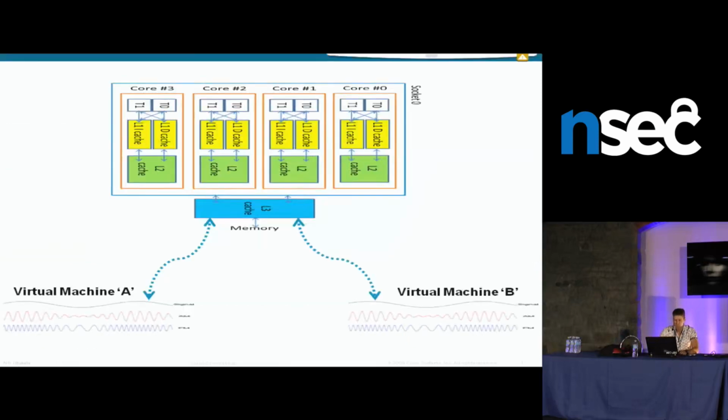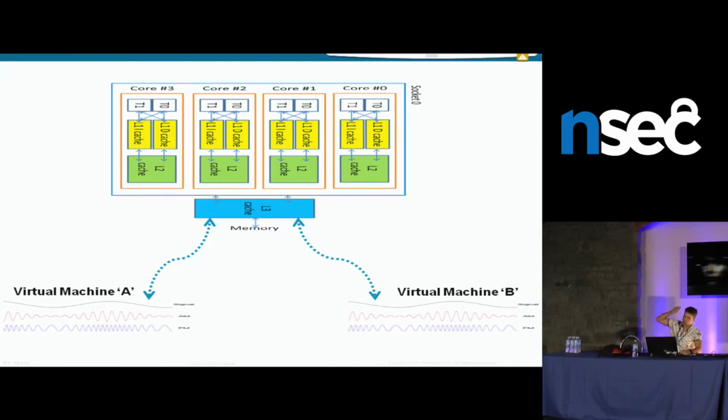All right, so in a nutshell, I'm about to show you how to set up a cache timing covert channel so that two virtual machines that are co-located on the same physical box can talk together. Basically, they can modulate a signal through the last level cache, the L3 cache, using a technique of flush and reload.